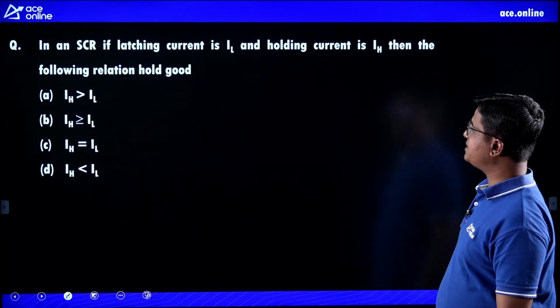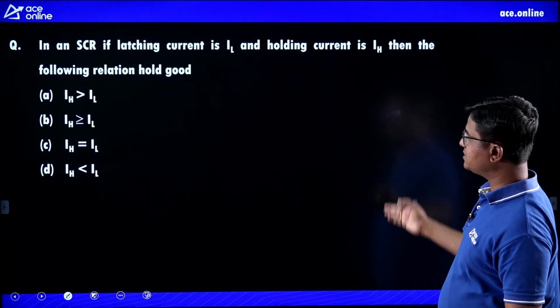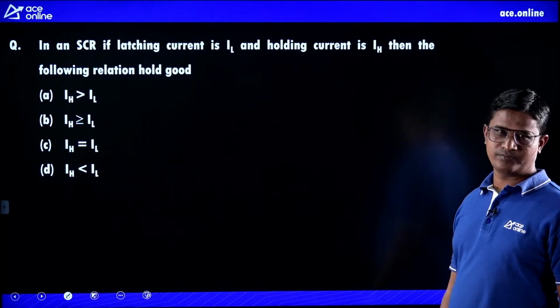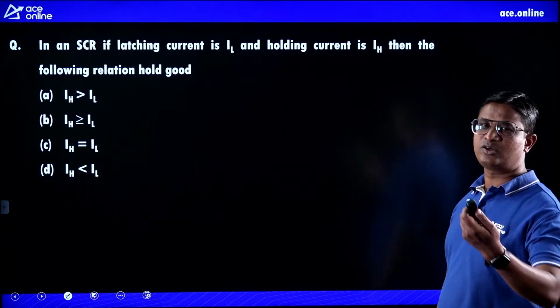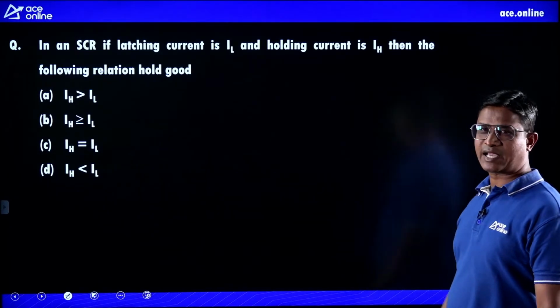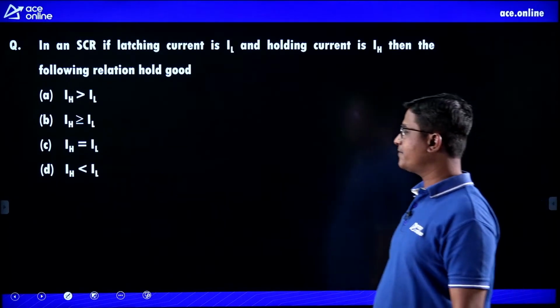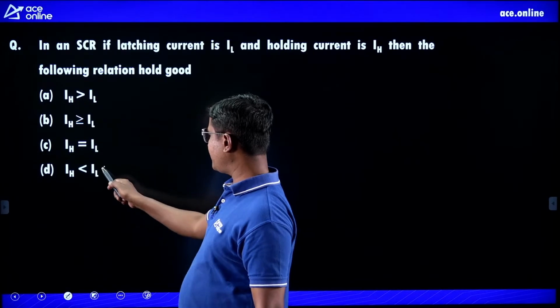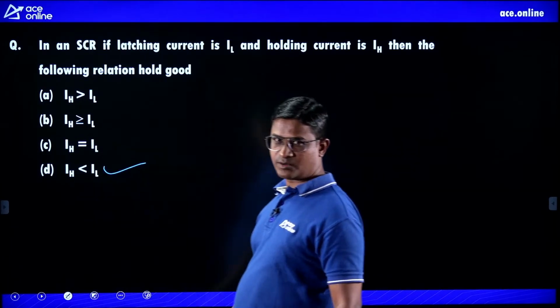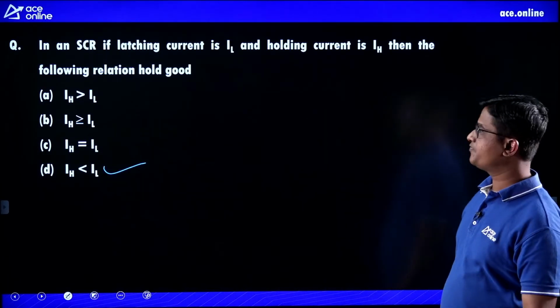In an SCR, if the latching current is IL and the holding current is IH, which relation holds good? Good in the sense of being valid or true. If you check IL and IH, which current is greater? IL is greater than IH. Option D is the correct option.